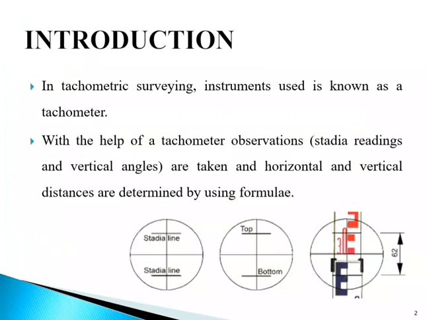So in tachometric surveying, the instrument used is known as a tachometer. With the help of a tachometer, observations, say STADIA readings and vertical angles, are taken, and horizontal and vertical distances are determined by using formulas. Before doing calculation, we should know the values of two constants for a tachometer to be used for survey work. Generally their values are mentioned in the catalog supplied by the manufacturer and also determined by various measurements. So let's see it.